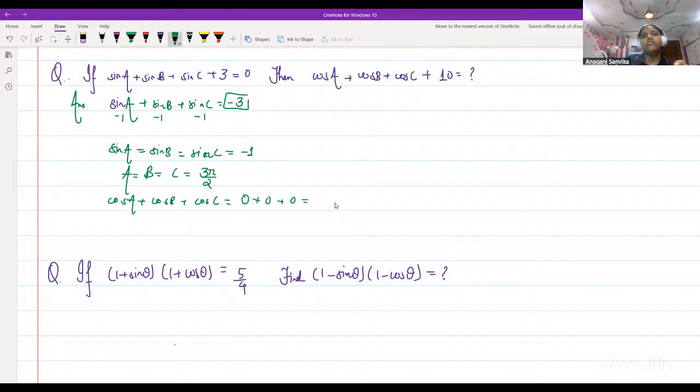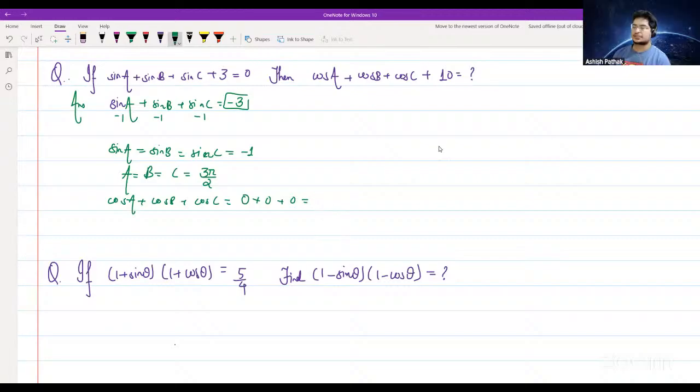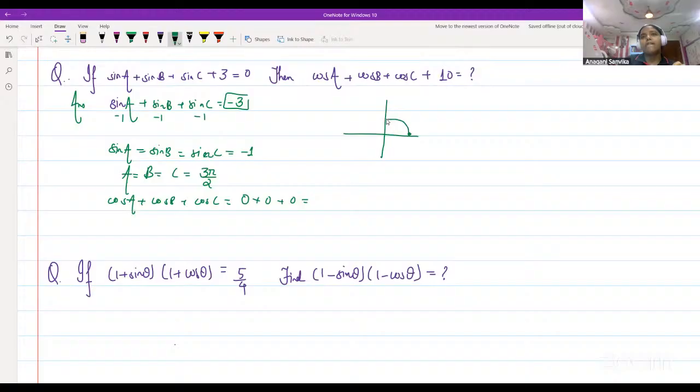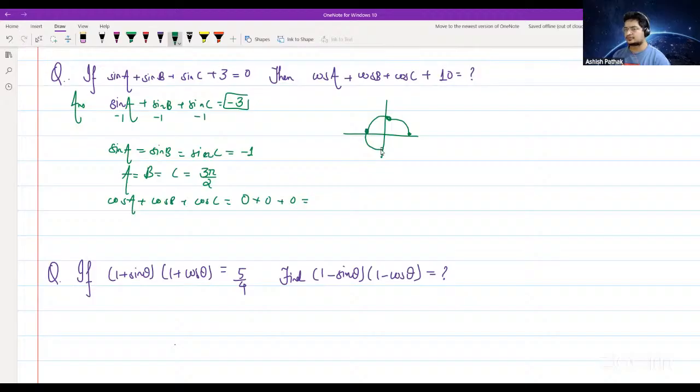For minus 1 for sin theta, how is it 3 pi by 2? Because see, at 0, sine 0 we are getting 0. At pi by 2, we are getting 1. Correct? At pi, you are getting 0. At 3 pi by 2, you will get minus 1. That's why. Got it?